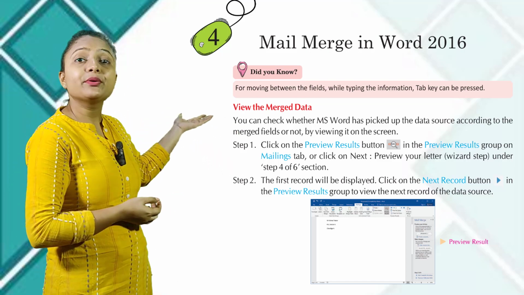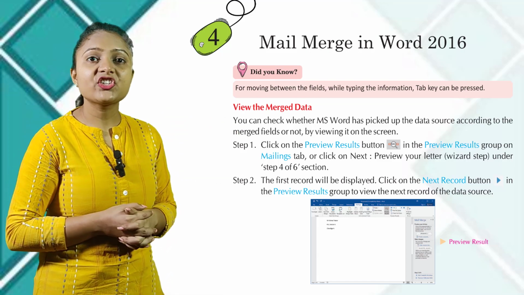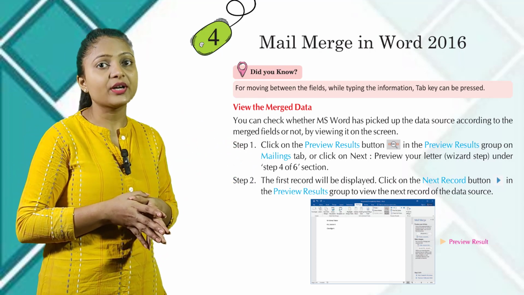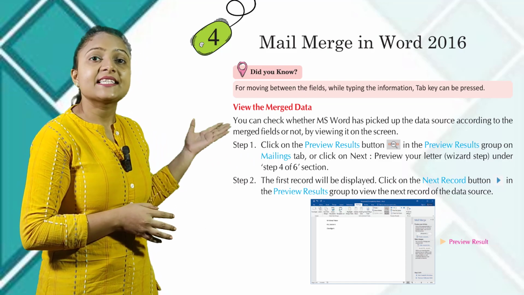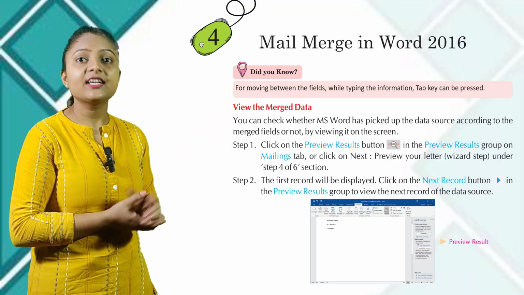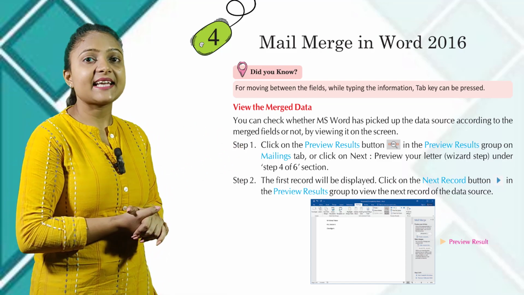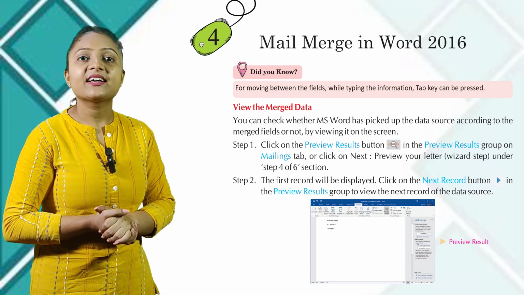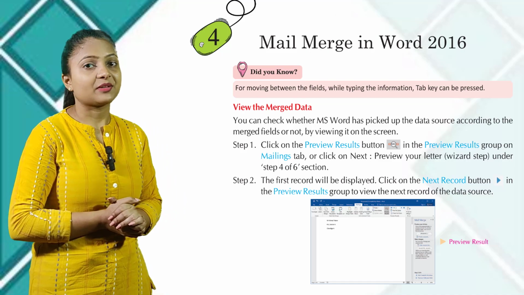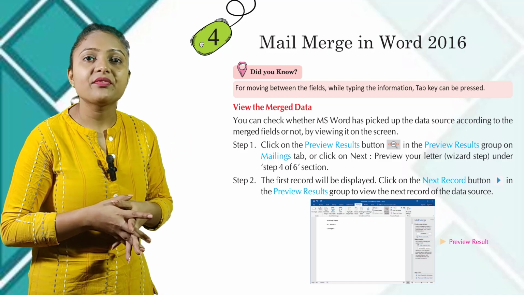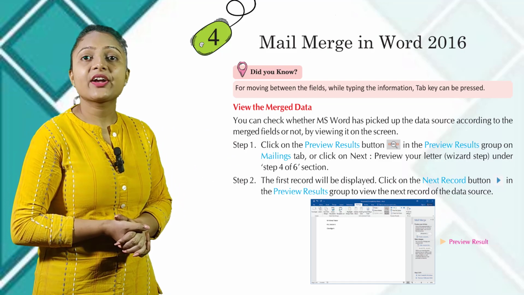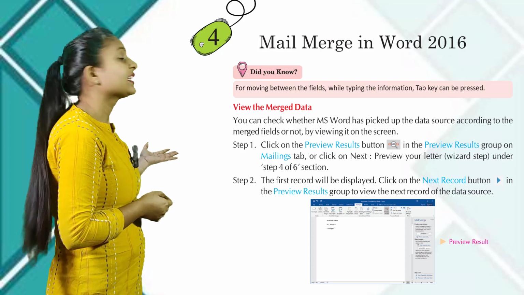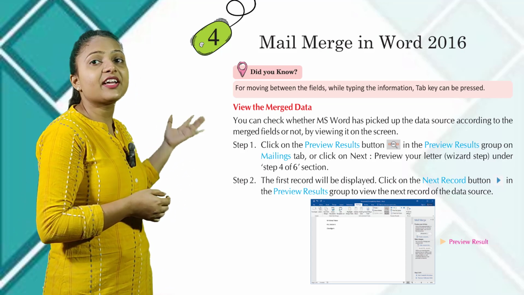Let's start with viewing the merged data. You can check whether MS Word has picked up the data source according to the merged fields or not by viewing it on the screen. Step 1. Click on the Preview Results button in the Preview Results group on the Mailings tab, or click on Next, Preview your letter wizard step under Step 4 of 6 section. Step 2. The first record will be displayed. Click on the Next Record button in the Preview Results group to view the next record of the data source. In this image, you can see the interface of Preview Results.